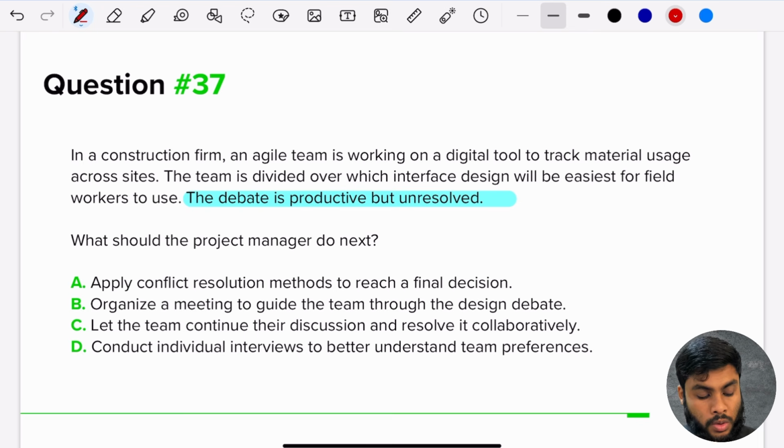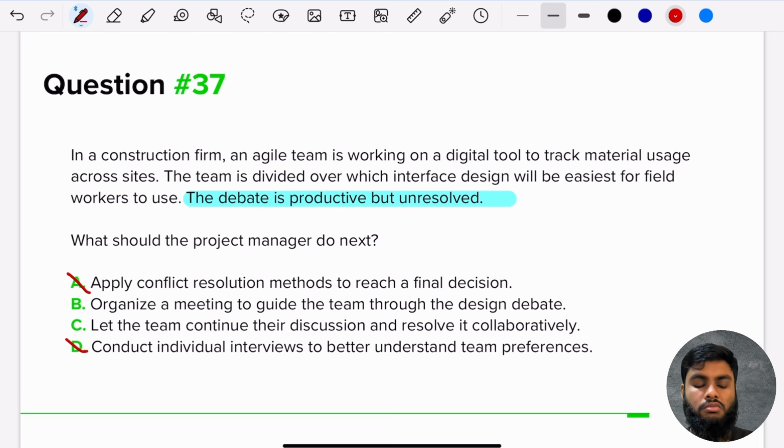I like that. Let the team continue discussion and resolve it collaboratively. Conduct individual interviews to better understand team preferences. Now, we don't need to do individual interviews. It's inefficient. And remember, it's a team decision, so everyone should be involved. There's no conflict. The debate was productive, right? It's not a conflict. They're just going back and forth.